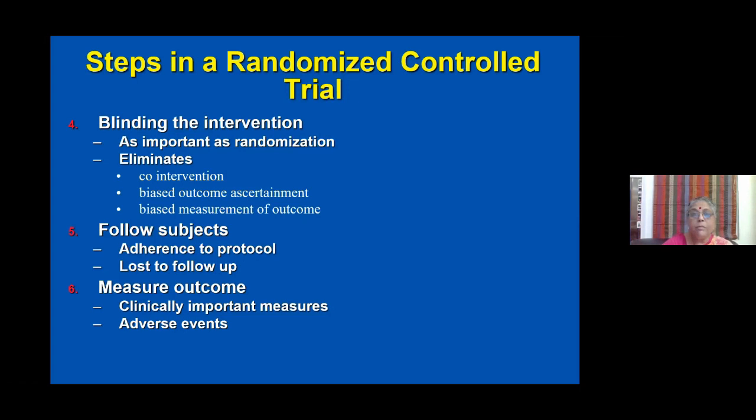So the person who is measuring the outcome also should be blinded. The participant is blinded, the researcher is blinded, and the person who does the data analysis also can be blinded. So you can blind at different levels depending upon the objectives of your study. Then you follow the subjects for adherence to protocol and for loss to follow-up. And then you have to measure the outcomes. In addition to the clinically important measures, you have to also record the adverse events in a randomized controlled trial.